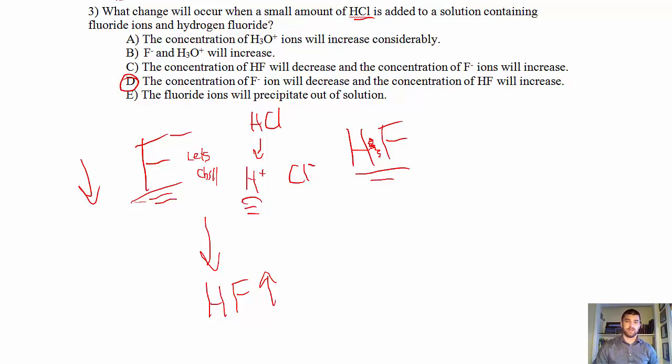You might think, well, hey, wouldn't H3O plus ions increase considerably? No, because it's a buffered solution. F minus and H3O plus will increase? No, F minus actually decreases. Concentration of HF will decrease? No, that's the exact opposite of what will happen. Fluoride ions will precipitate out of solution? No.